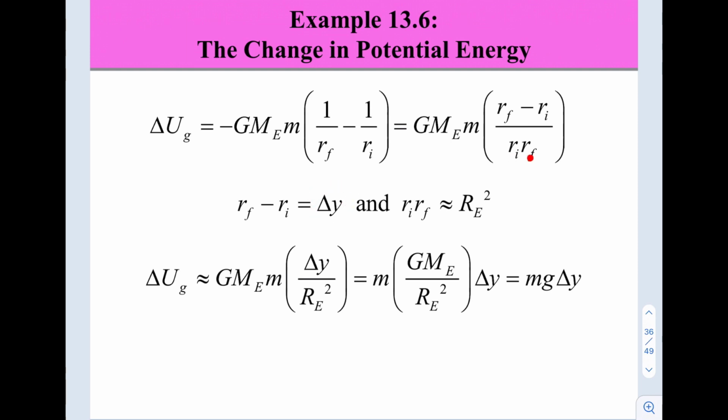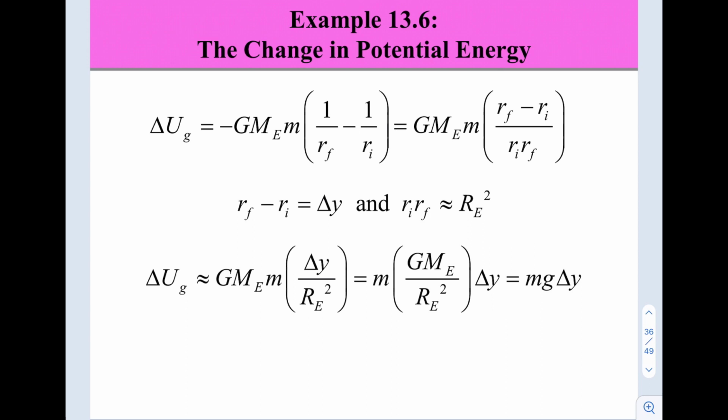And R initial times R final is more or less the radius of the Earth squared. More or less, because normally altitude is in terms of kilometers, but the radius of the Earth is on the order of 10 to the power of 6 meters, way bigger. That is why we put it as approximately R Earth squared. So now we have approximately delta UG equals G M E m delta y over the radius of the Earth squared.